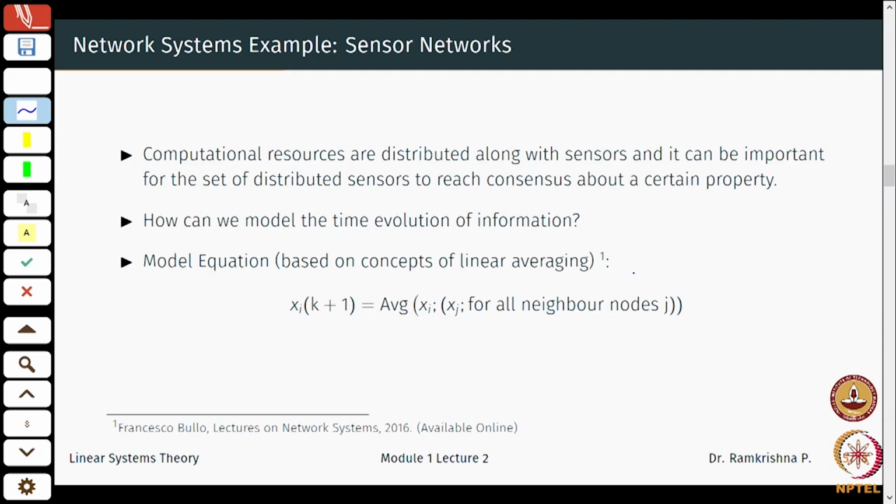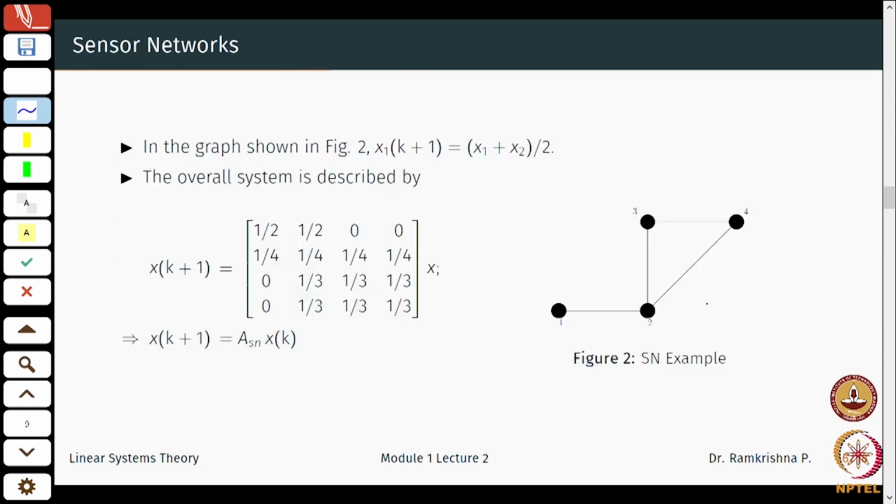So, I just took this example from this beautiful book on network systems, which is available online, by Francesco Bullo. Okay, so let us come to this expression a little later. Just look at a very simple example. Say I have these 4 nodes which constitute a network. The graph of which looks like this, that 1 is connected to 2, 2 is connected to all others, 3 is connected to 2 and 4, 4 is connected this way and so on. So, there is no direct connection between 4 and 1, 3 and 1 and so on.